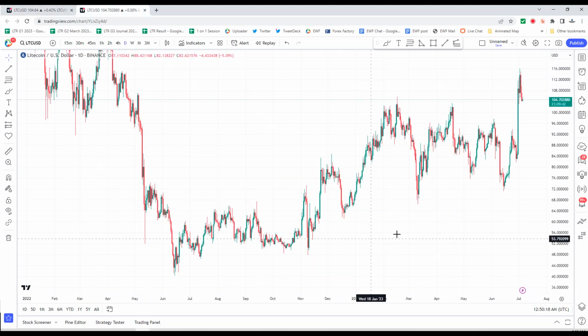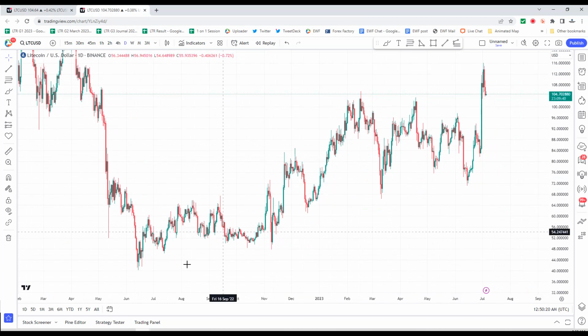Okay, so zooming out a little bit in the Litecoin, if we take a look here on the daily, now we can see Litecoin broke to a new high. If you look at it from the June low, June 2022, you continue to see a high, and it just recently broke to a new high above all this previous peak over here and over here.